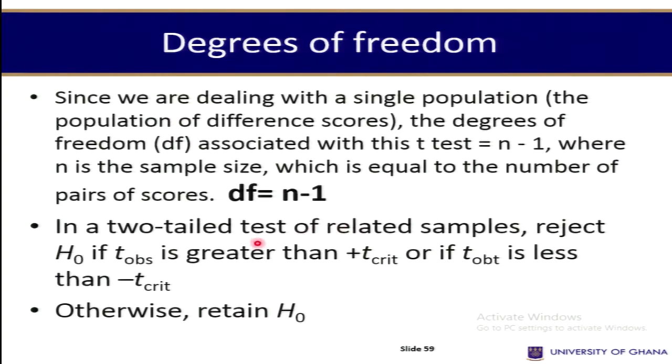And in the two-tail situation, this is the decision that we take when we are working with the correlated t-test. We will be rejecting our H0 if our t observed is greater than the positive of the t critical. And we will also reject our H0 if our t observed is less than the negative of the t critical. So you can see that the decision rule is just the same. Once the t observed is greater than the positive critical, you reject your H0. And if your t observed is less than the negative of the critical, then we will equally reject our H0. Otherwise, we'll retain our H0.